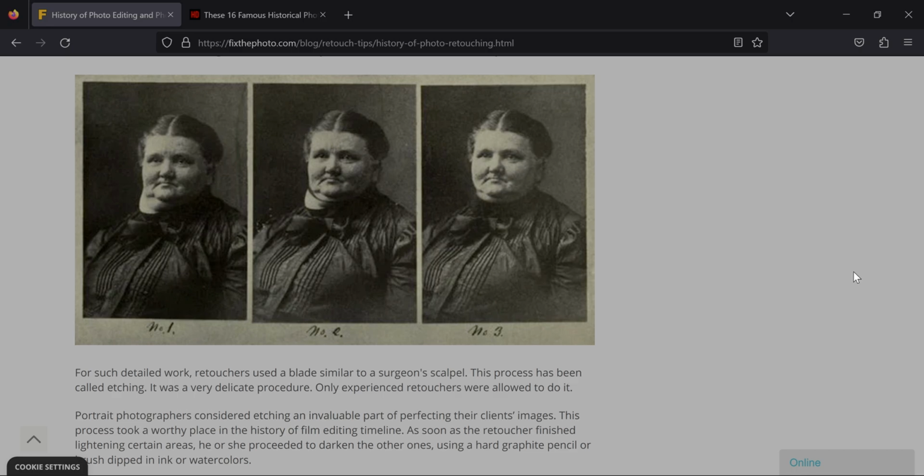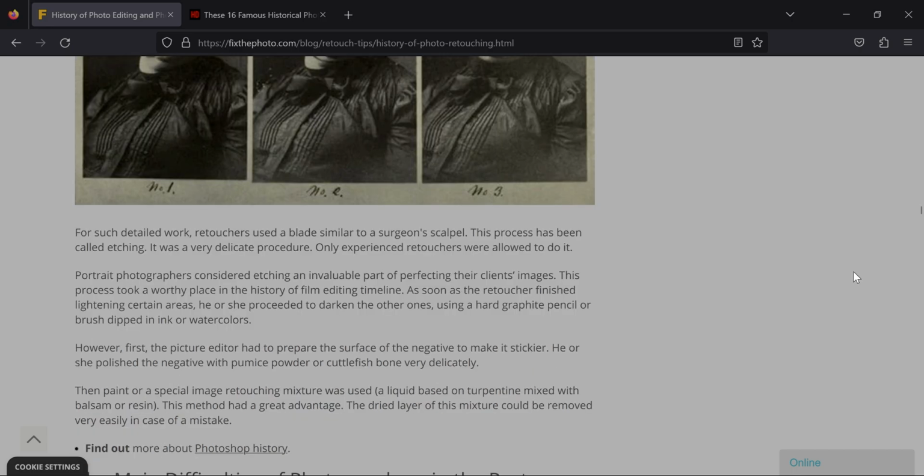As soon as the retoucher finished lightening certain areas, he or she proceeded to darken the other ones, using a hard graphite pencil or brush dipped in ink or watercolors. However, first, the picture editor had to prepare the surface of the negative to make it stickier. He or she polished the negative with pumice powder or cuttlefish bone very delicately. Then paint or a special image retouching mixture was used, a liquid based on turpentine mixed with balsam or resin. This method had a great advantage. The dried layer of this mixture could be removed very easily in case of a mistake.